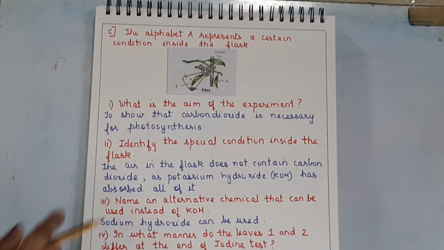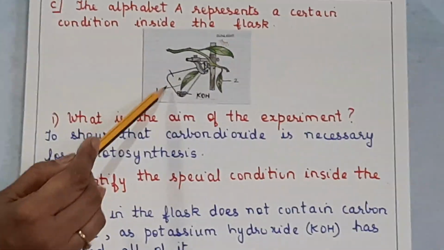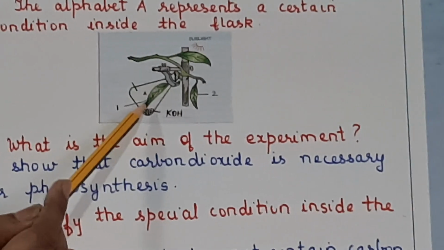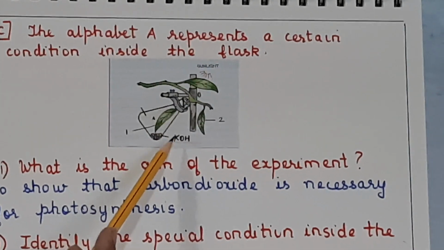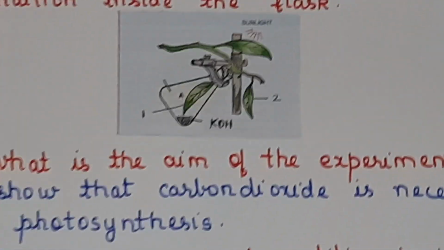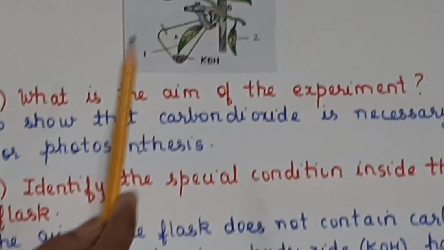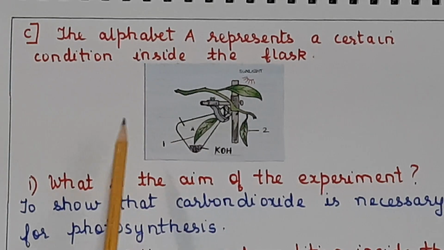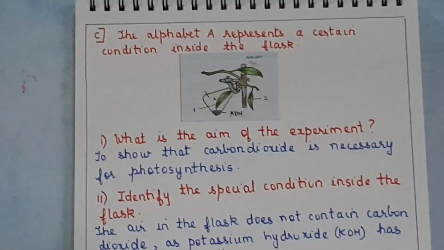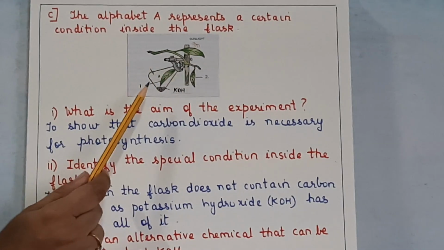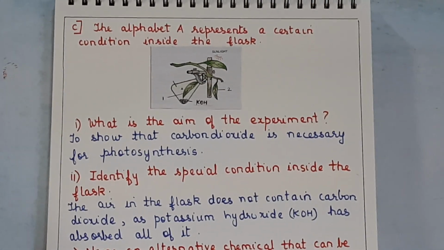Now this next experiment has a conical flask. Just understand the setup first. This is a conical flask, and in that potassium hydroxide is taken. Now one leaf is inside the flask and the other 2 leaves are outside the flask. Now what is the role of potassium hydroxide? That you should understand. Potassium hydroxide has a tendency to absorb carbon dioxide. It will absorb the carbon dioxide, so the air inside this conical flask will be devoid of CO2, meaning carbon dioxide is absent in the flask. So the aim of this experiment will be to show that carbon dioxide is necessary for photosynthesis.